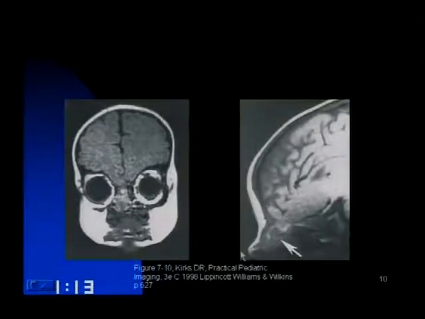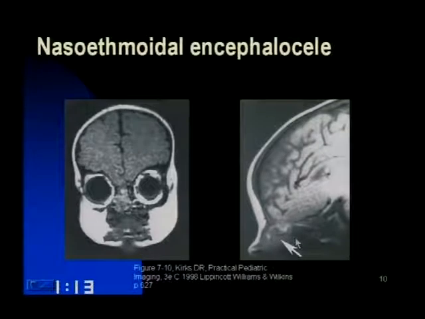Coronal and sagittal views of the brain and face. The arrow down here is pointing to a nasoencephalocele. It's rare, but you may see it, and once again, you may be offered to biopsy it. Please decline.